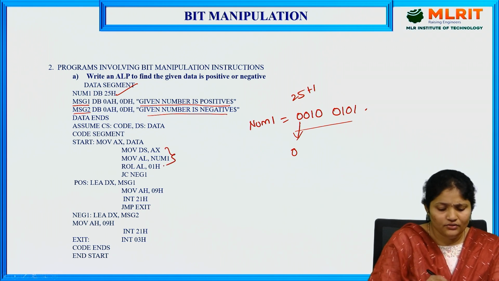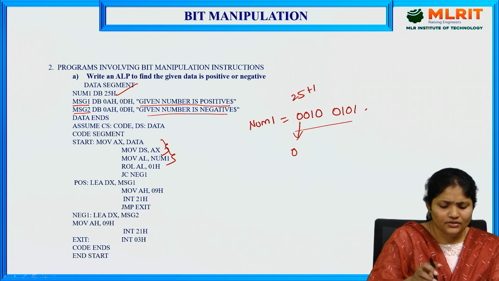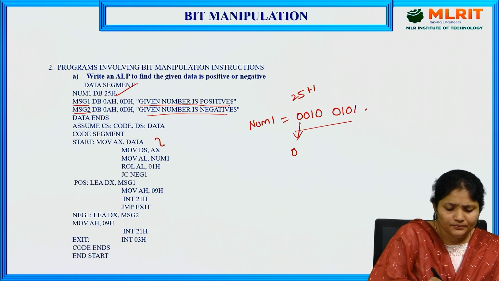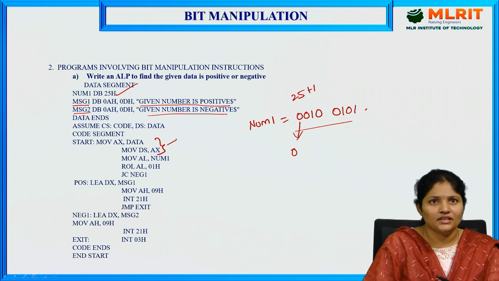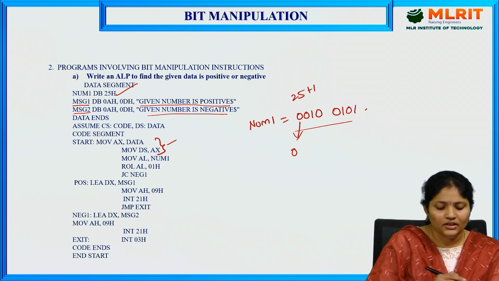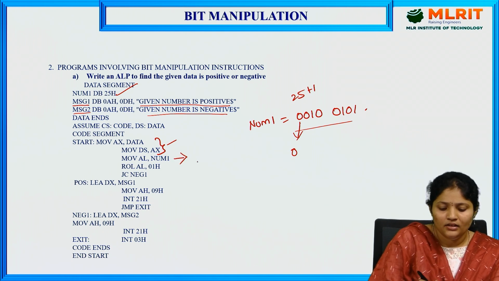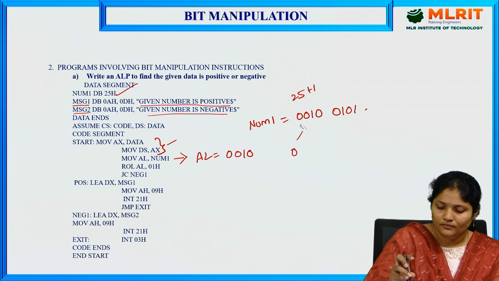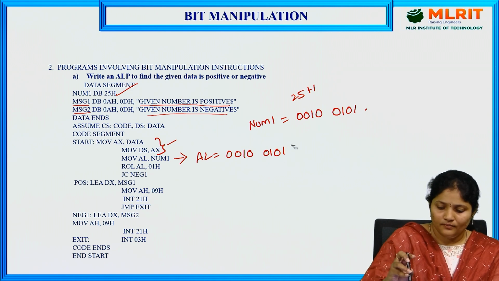Now coming to these two instructions, they are used to initialize the data segment within the code segment. Now coming to this, the AL register is having the number 25, that is 0010 0101.